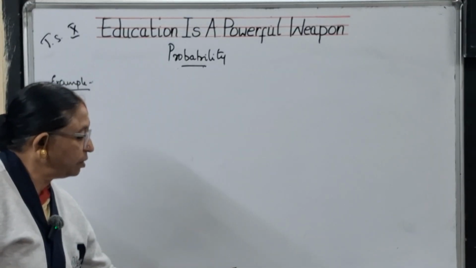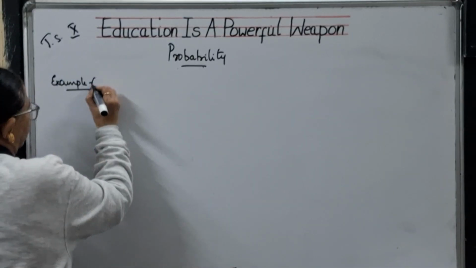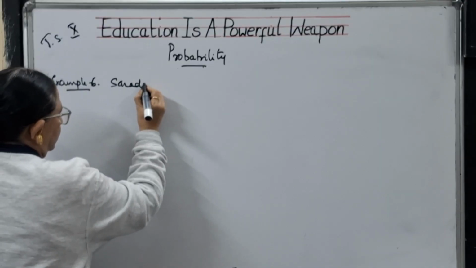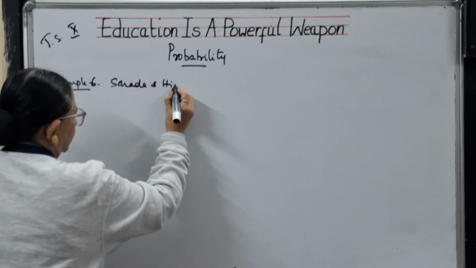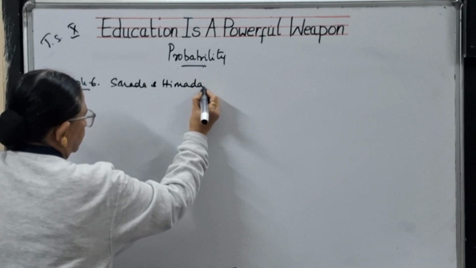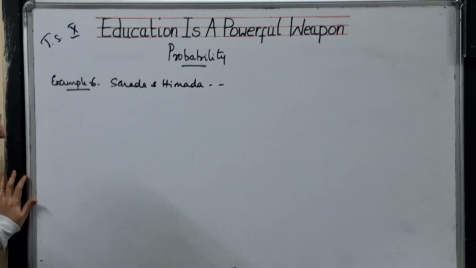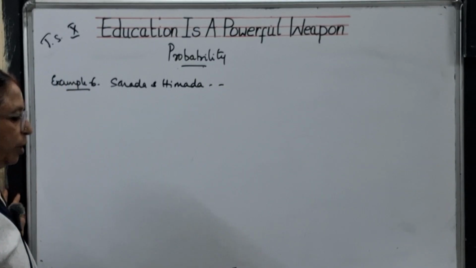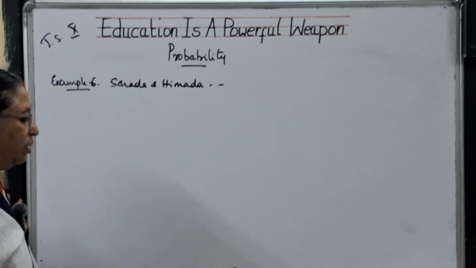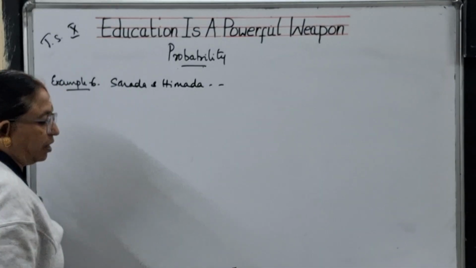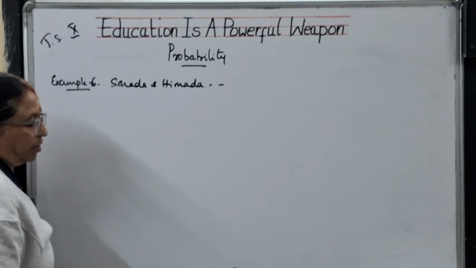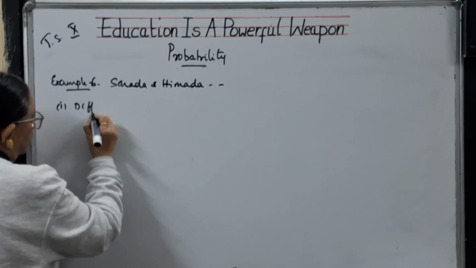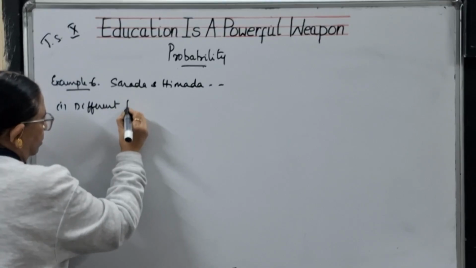Example 6, children. Sharada and Himada. Let me read. Sharada and Himada are friends. What is the probability that both will have different birthdays and same birthdays? So, first one, let us talk about different birthdays.